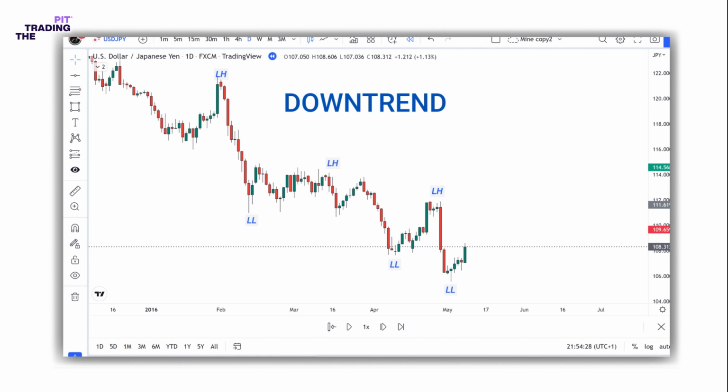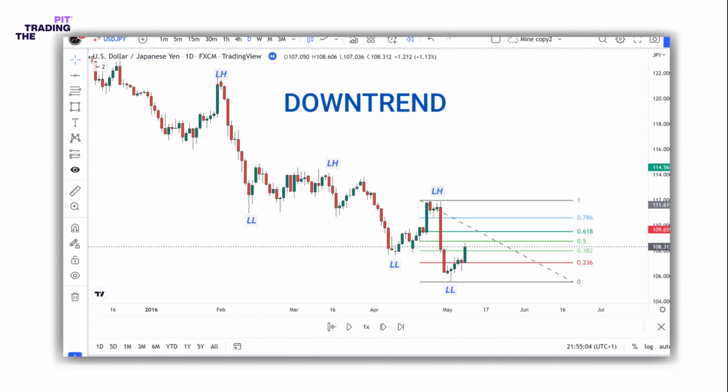So use your Fibonacci tool to connect the lower low to the lower high over here. The lower low is the same as the swing low. The lower high is the same as the swing high. We are going to find sell entries around the three Fibonacci ratios: 0.5, 0.618, and 0.786.